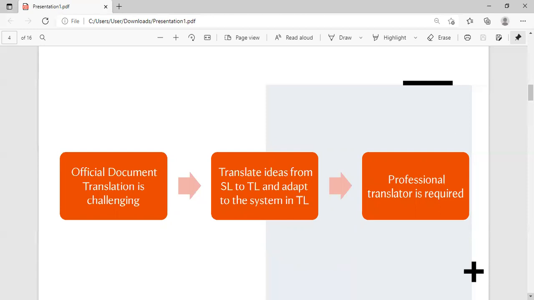Basically, in translating official documents, a translator should be able to not only translate ideas from the source language to the target language, but he or she should also be able to adapt to the system that exists in the target language. Consequently, this type of assignment should be conducted by a professional translator.